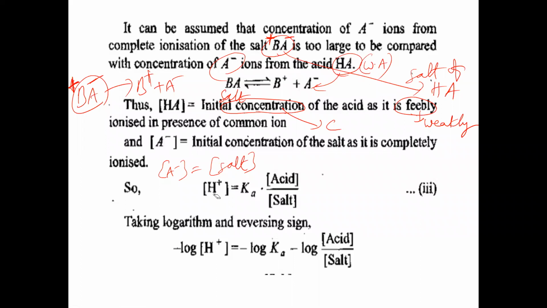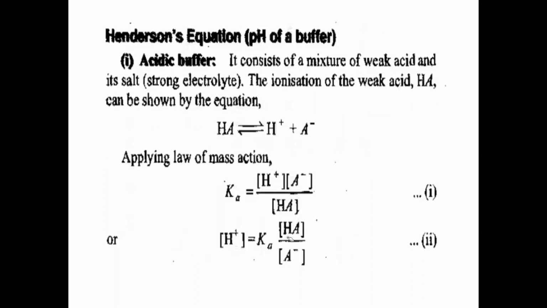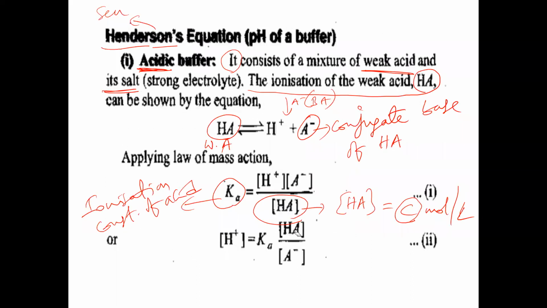So H plus ion concentration is equal to what now here? Ka into HA, the acid. HA of acid, by the salt, means what? A minus, the concentration of A minus. In the previous equation, HA by A minus there. H plus is equal to Ka into HA by A minus.